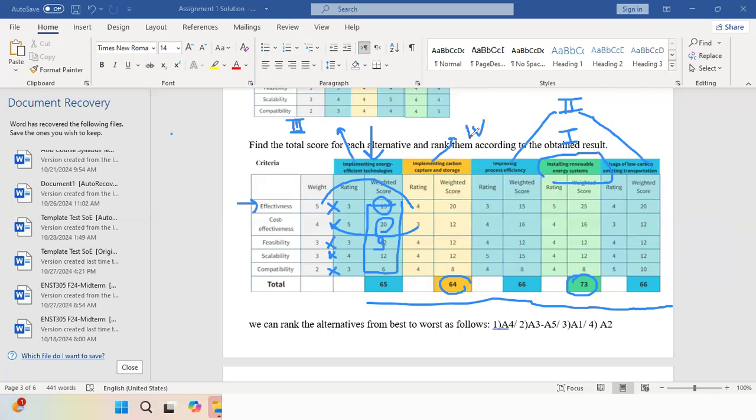They will change because we changed the feasibility, so the third one becomes implementing carbon capture. You mean if we take into consideration the calculation error here? Yes. Okay. I will fix this.